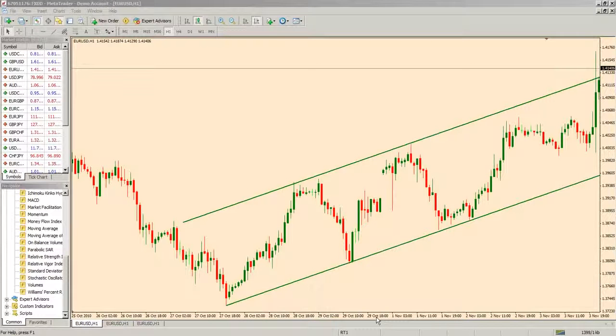Anup asked, for long-term trend identification, is the weekly chart useful? Yeah, it can be useful, but I tend to use the daily chart more, both for determining the trend as well as for trading purposes.